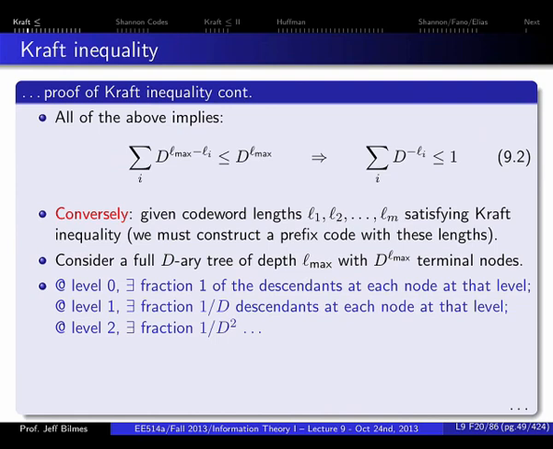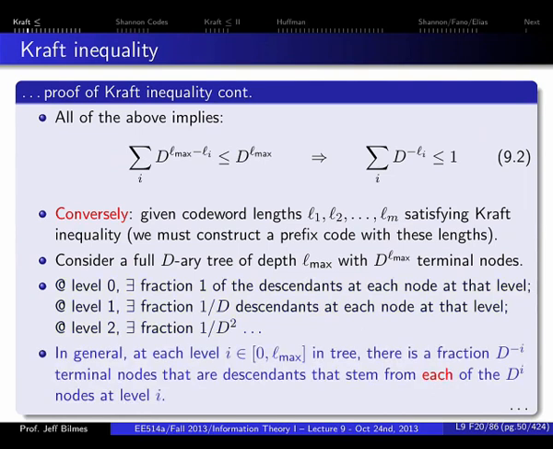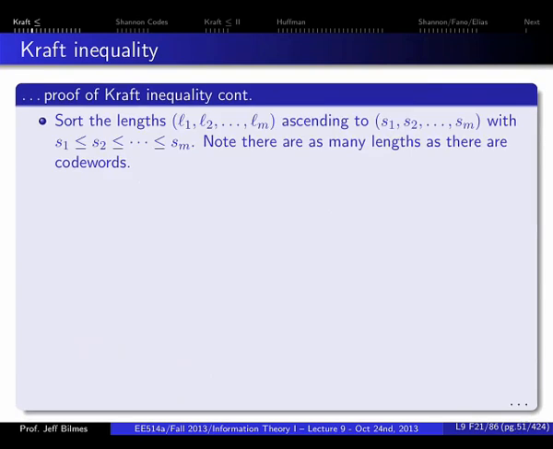So another way of saying this, if it isn't clear: at level 0, how many nodes are there? That's all of the nodes at that level. At the next level, any given node is 1/D of the descendants at that level. And at the next level, each node is 1 over D squared. It's a fraction 1 over D of the number of nodes at the previous level, and so on and so forth. And in general, for any given level i, there's a fraction of D to the negative i of the nodes that are descendants that stem from each of the D^i nodes at level i. This is from the inverted counting relationships. Okay, so that's something that we can use.